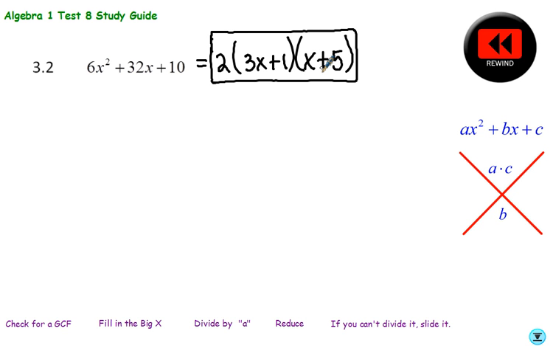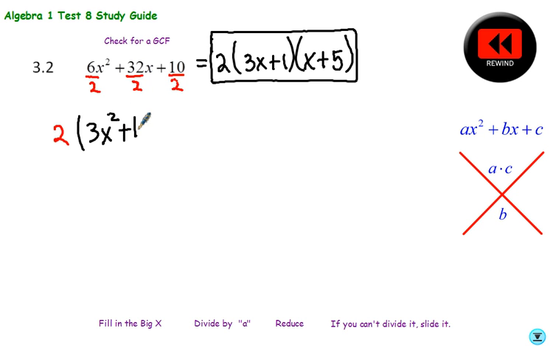So again, we're always checking for a greatest common factor first. Always checking. And I say check because maybe there's a greatest common factor there, maybe there's not. In this case, there is. So we can divide everything by 2. I'm going to divide by 2. And so when I do that, I take my greatest common factor out. Again, think of it as almost kind of this extra number that's in there. So I've got 3x squared plus 16x plus 5.